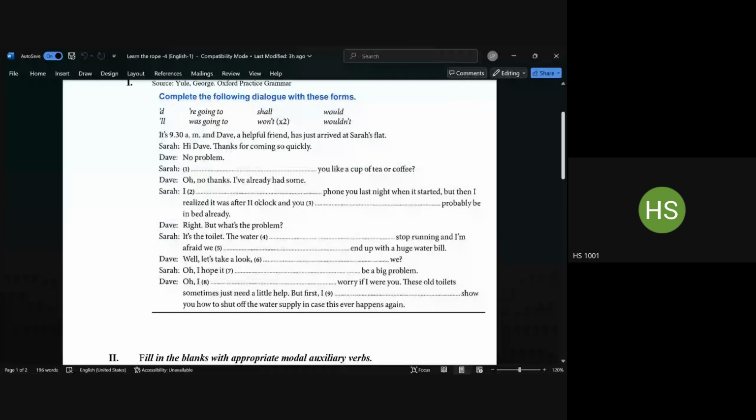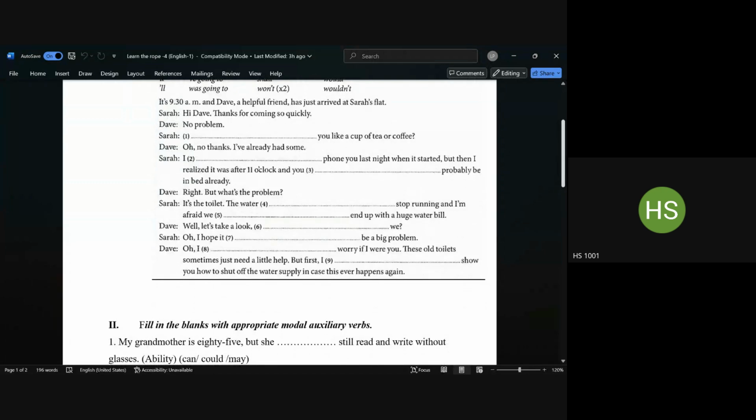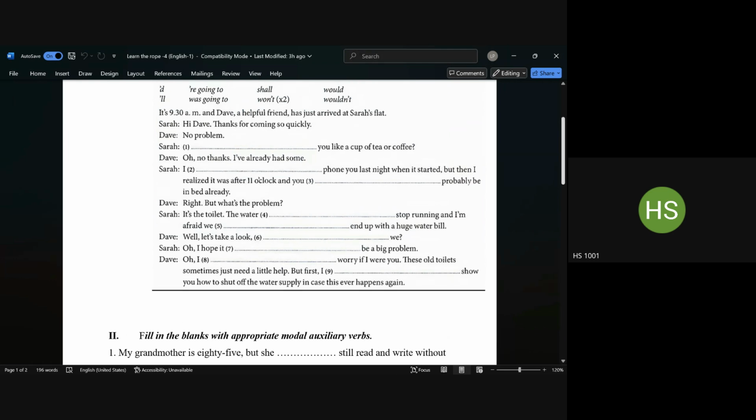These old toilets sometimes just need a little help. But first, I shall show you how to shut off the water supply in case this ever happens again. There's only one left there, right? I think it's shall. We already used shall, but remember, we use it to show legal obligation or to seek formal permission, its core meaning, right?